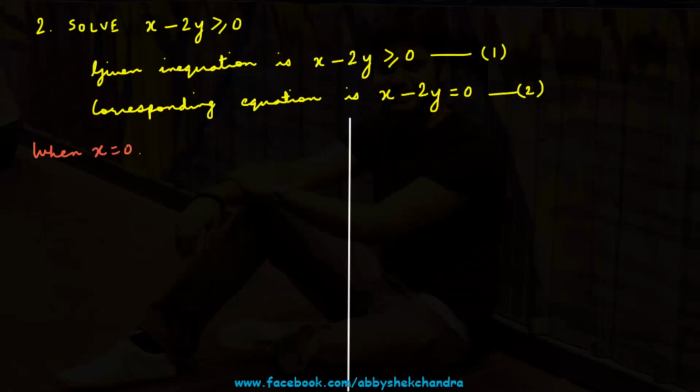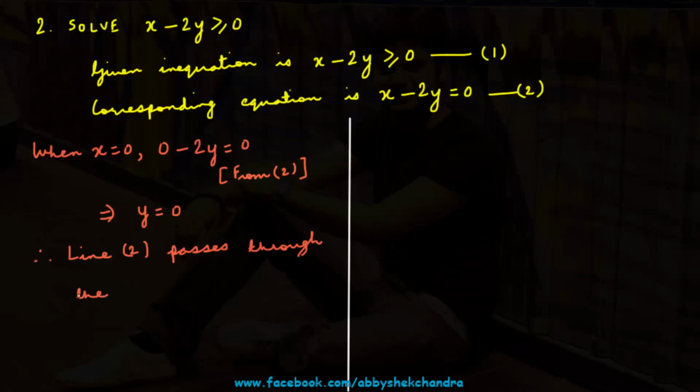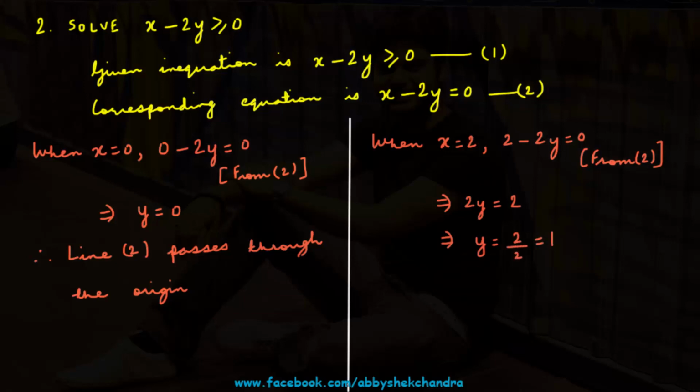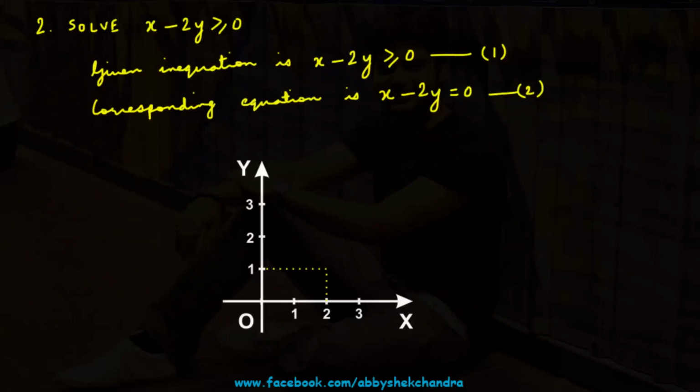When x equal to 0, 0 minus 2y equal to 0 from equation 2, or y equal to 0. Therefore, line 2 passes through the origin. When x equal to 2, 2 minus 2y equal to 0 from equation 2, or y equal to 2 divided by 2 equal to 1. Therefore, line 2 passes through the point (2, 1). This point is (0, 0) and this point is (2, 1). Therefore, this is line 2.